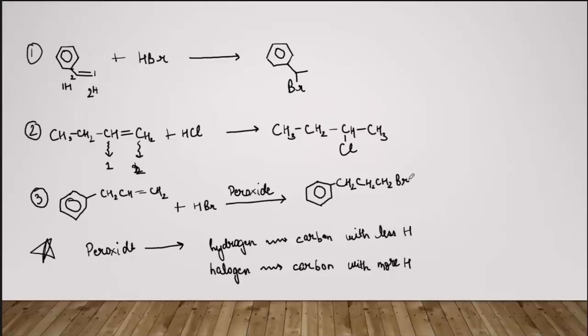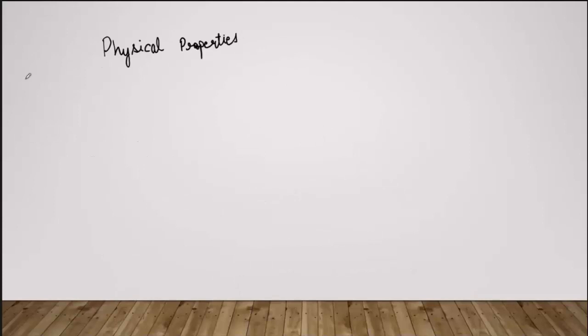Okay. So the first physical property that we will discuss is the color and the odor of these compounds. Talking about the color and the odor, generally alkyl halides are colorless if they are taken in the pure form.